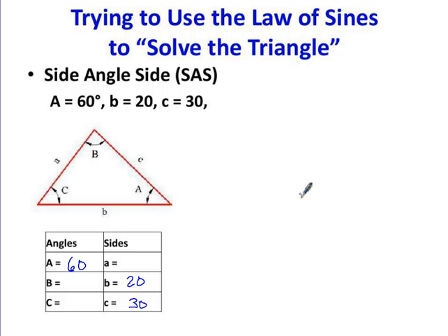The problem with this setup is that we cannot use the law of sines, because no matter which angle or side I tried to use, I would always have two missing pieces. If I had sine 60 over A, I would still have sine of B over 20. I have two different variables that I would have to solve for. So we can't use the law of sines. So what we need is a new law, and that is the law of cosines.